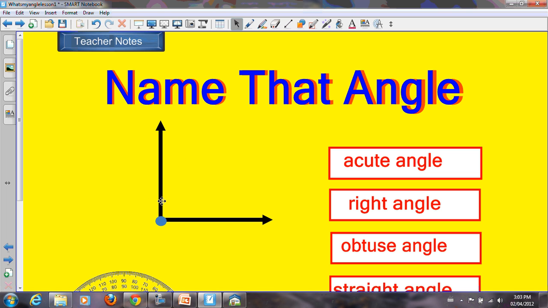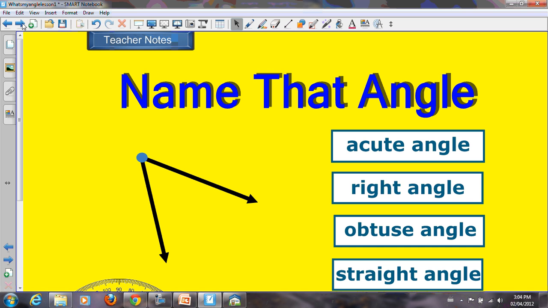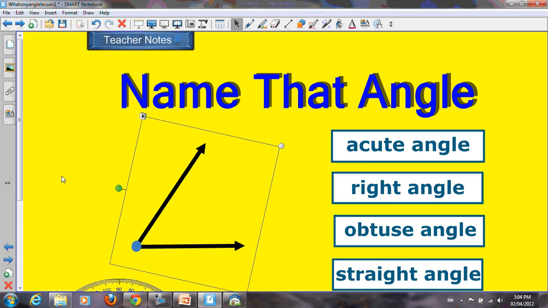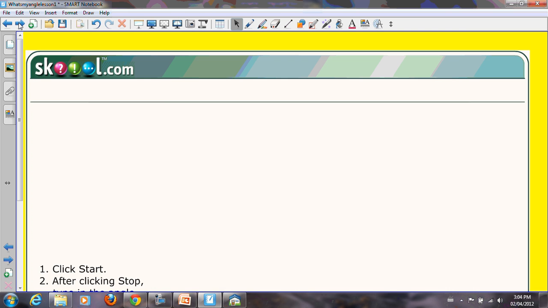This one looks like a perfect corner or a right angle. This one again, maybe if you rotate your paper, you could see it a little bit better. Right there, you know already it's going to be less than a 90-degree angle because 90 degrees is like that. So it's going to be an acute angle.